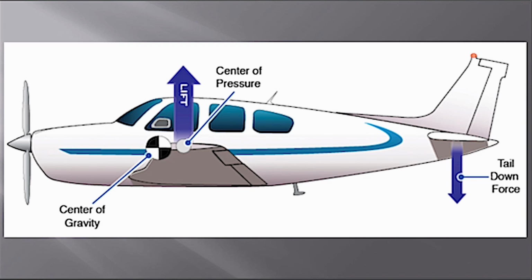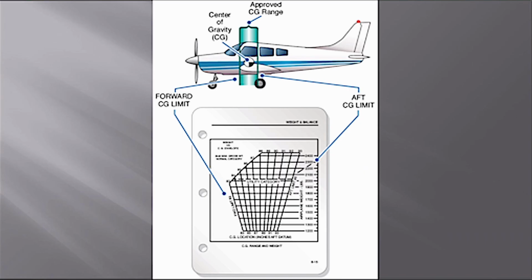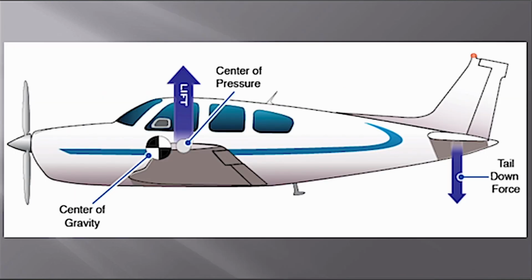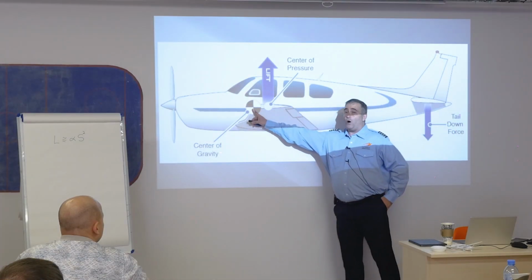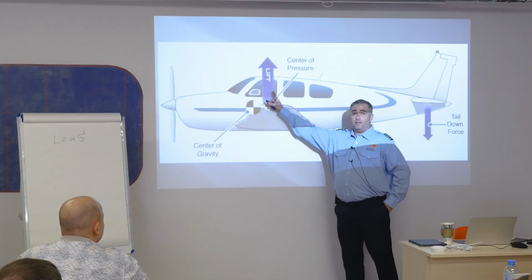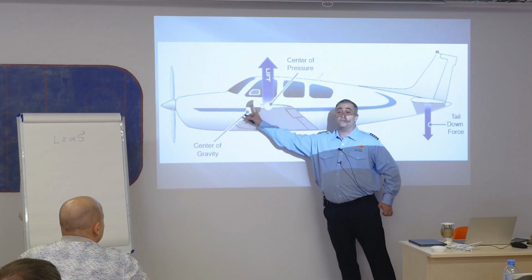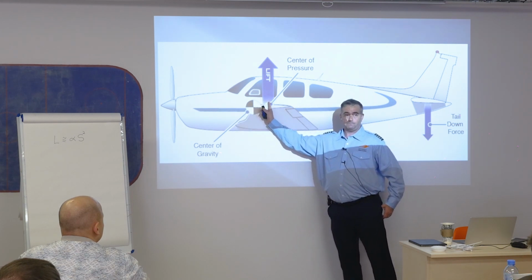Okay, there is a range. There is 100% an acceptable range. And we can see on the next slide, you've got a center of gravity range where I can load the airplane forward or aft. Because I might have bags in the back. I might have people in the back. I might have more or less fuel. So there is an acceptable range where I can load this thing. But that range will always have that center of gravity in front of the center of lift.